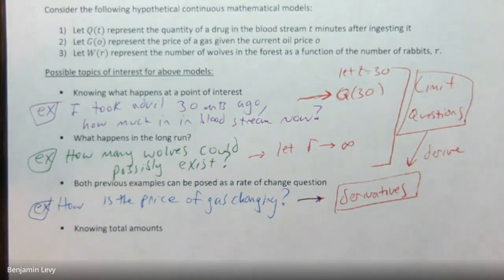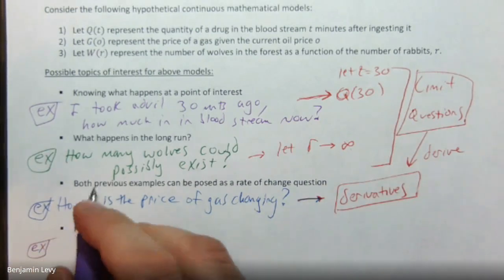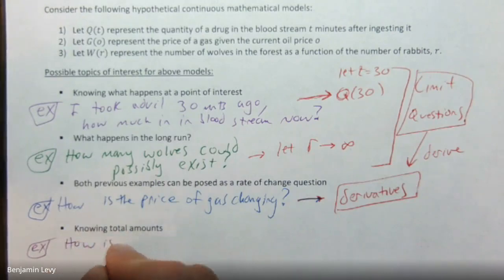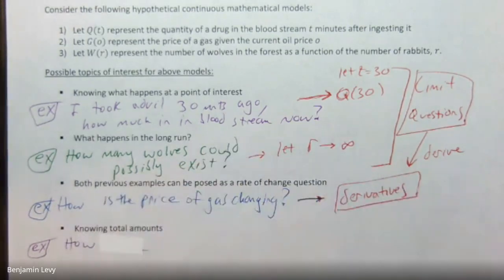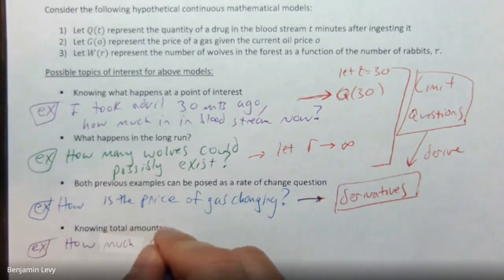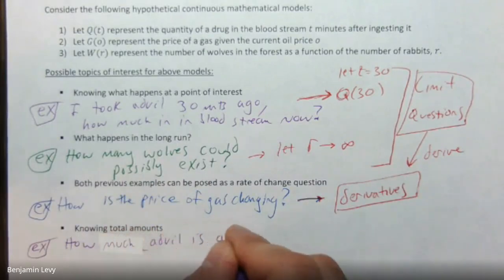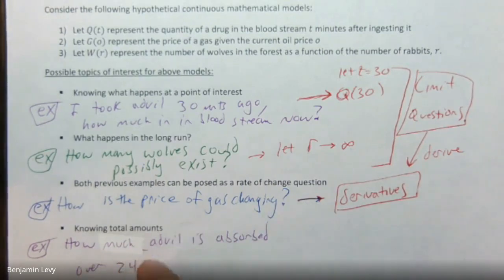And then the last thing we're going to study is how we think about total amounts. An example of total amounts that we might be interested in is, let's say over the course of an entire day we took Advil, how much was absorbed by our body over the entire day? Let me just write that out. How much Advil is absorbed by the body over, say, a 24-hour period.